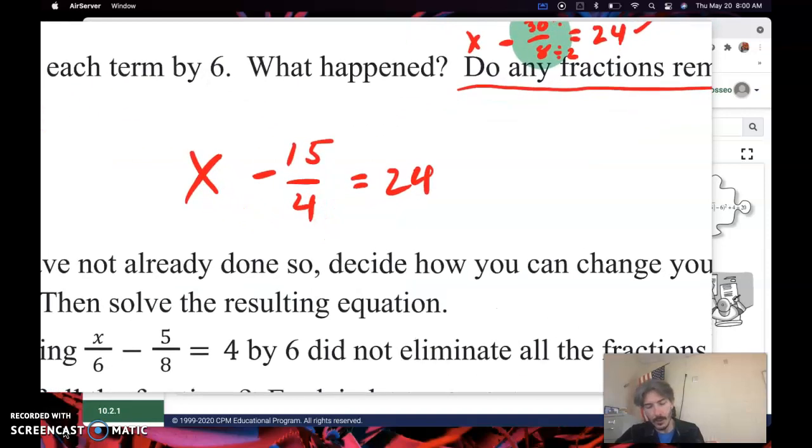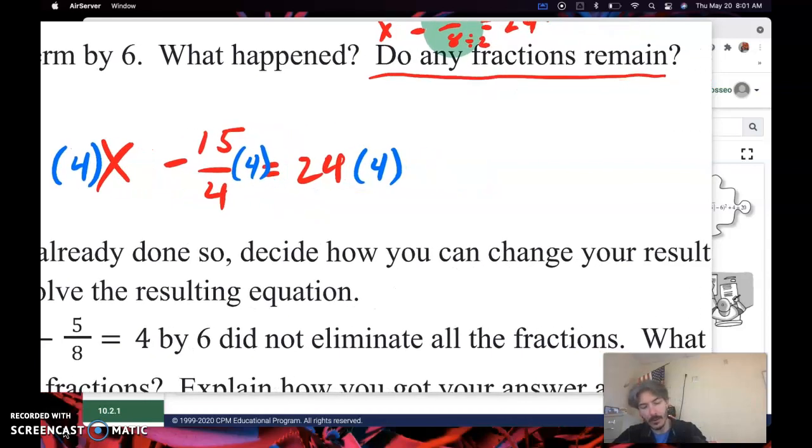So what we're going to go ahead and do here is I'm going to take a tip from part A, and I'm going to multiply by something to get rid of that denominator. I'm going to multiply this by 4 to get rid of that denominator. Now, because I'm not multiplying top and bottom by 4, I have to multiply everything by 4. All right, and when I go ahead and do that, I end up with 4 times x is 4x. 15 fourths times 4, these cancel, so it's going to be minus 15. And then 4 times 24, this works out to be 96.